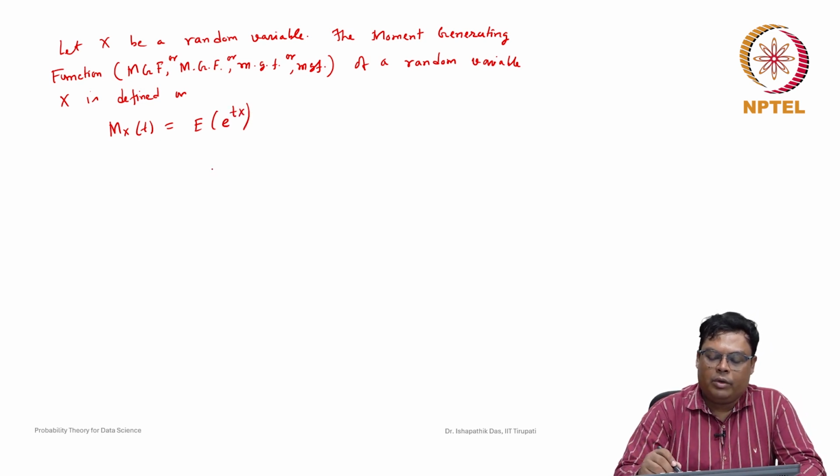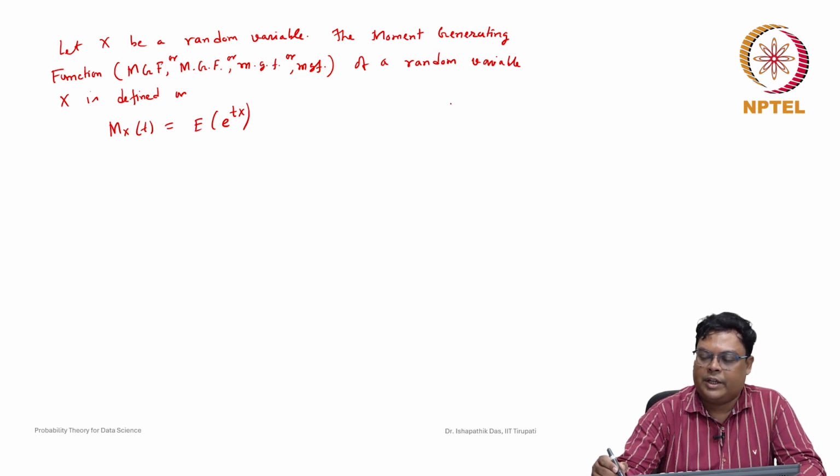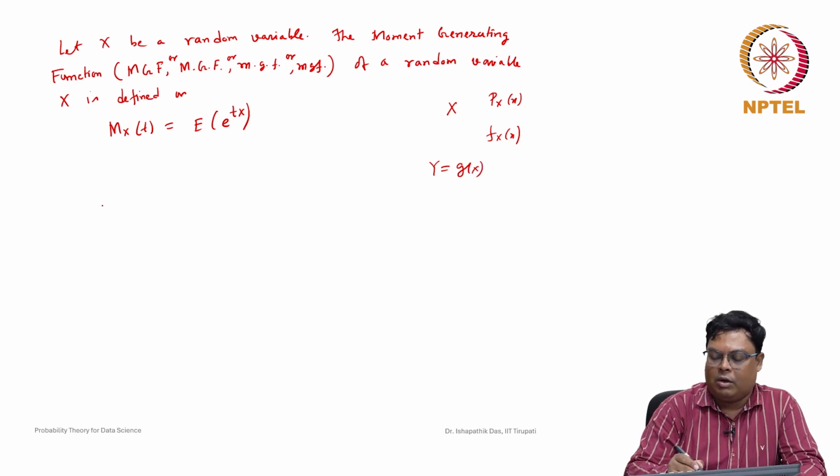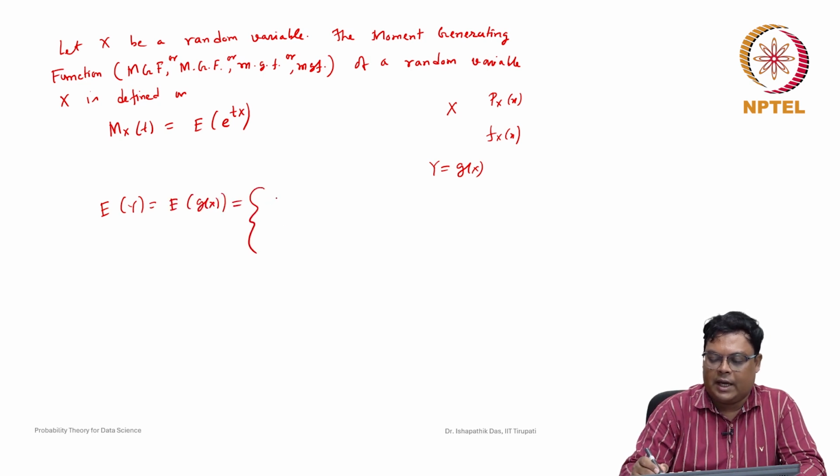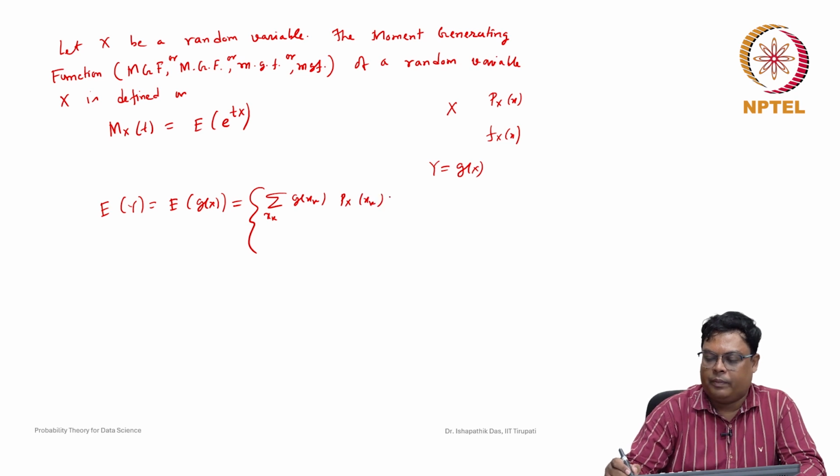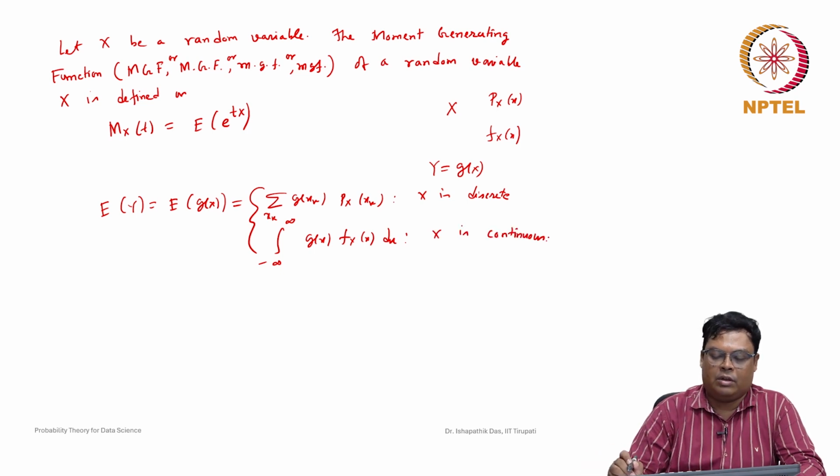Now we know that if you take a function in general, suppose X is a random variable, it may be discrete or continuous. If X is discrete, then it has some probability mass function. If it is continuous, then it has some probability density function. If you take a transformation Y equals g(X), we know in general how we can find the expected value of Y. So the expected value of g(X) is, if it is discrete, the sum over all possible values x_k of g(x_k) times the probability mass function at x_k. And if X is continuous, then it is the integral of g(x) f_X(x) dx.